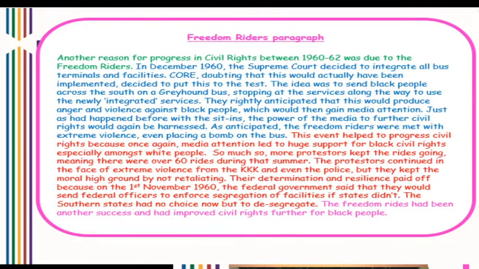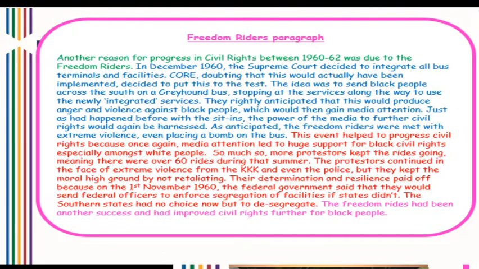CORE, doubting that this would actually have been implemented, decided to put this to the test. The idea was to send black people across the South on a Greyhound bus, stopping at the services along the way to use the newly integrated services. They rightly anticipated that this would produce anger and violence against these black people, which would then gain media attention. As had happened before with the sit-ins, the power of the media to further civil rights would again be harnessed. As anticipated, the Freedom Riders were met with extreme violence, even placing a bomb on the bus.